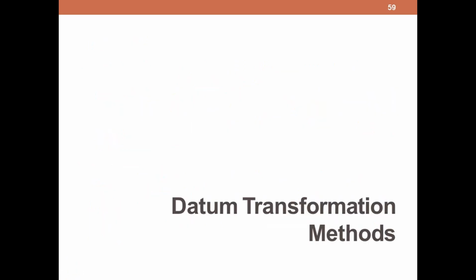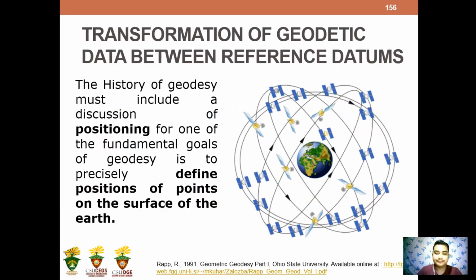Alright, so we are now down to the transformation of horizontal datum. For transformation of geodetic data between reference datum, the history of geodesy must include the discussion of the positioning, because one of the fundamental goals of geodesy is to precisely define the position of points on the surface of the Earth. So that's why we are studying geodesy, because we need to determine the locations, no? The exact location on the surface of the Earth.